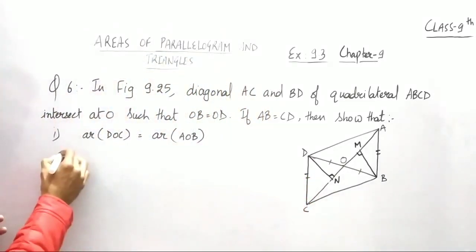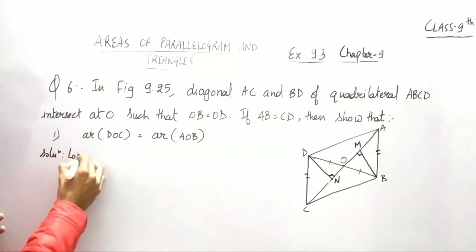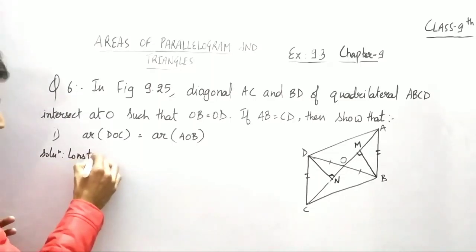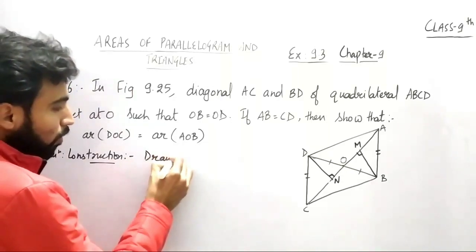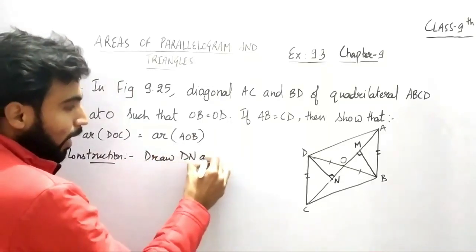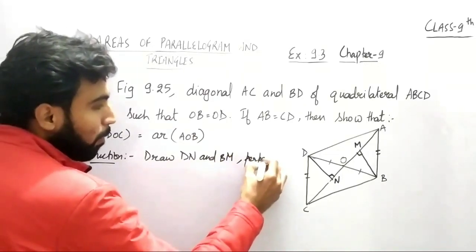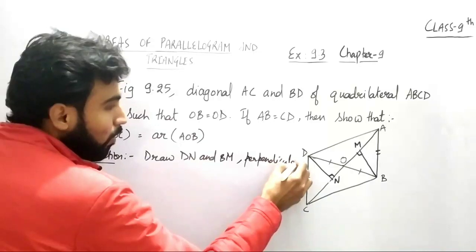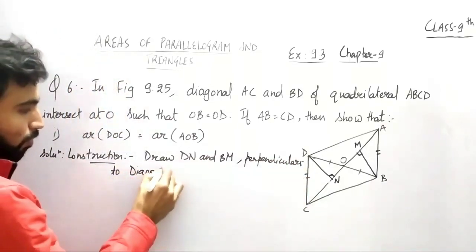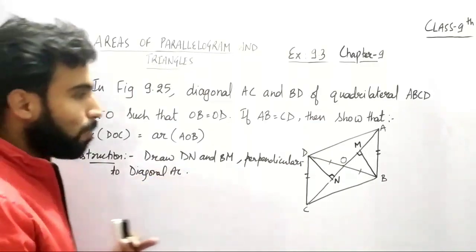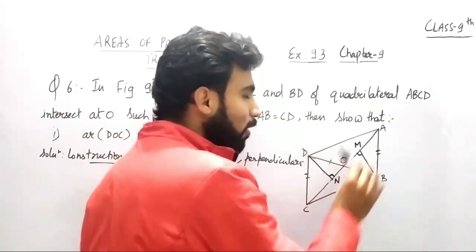So starting off with the solution, first of all we will write the construction here. The construction is: draw DN and BM perpendicular to diagonal AC. So यहाँ पे हमने क्या किया? DN और BM जो है वो diagonal AC के ऊपर perpendicular draw कर दिया, right?